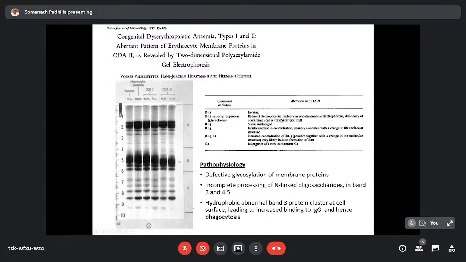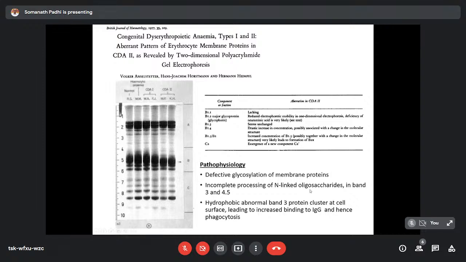There is a reduced electrophoretic mobility in one-dimensional electrophoresis. Deficiency of sialic acid is very likely. Among other proteins, band 1.3 is unchanged. Band 1.4 has a drastic increase in concentration, possibly associated with a change in the molecular structure. Band 1.5 B2 shows increased concentration of B1.5, whereas in C2 there is a new component, also with this type of pattern. So the summary is that there is an increase.